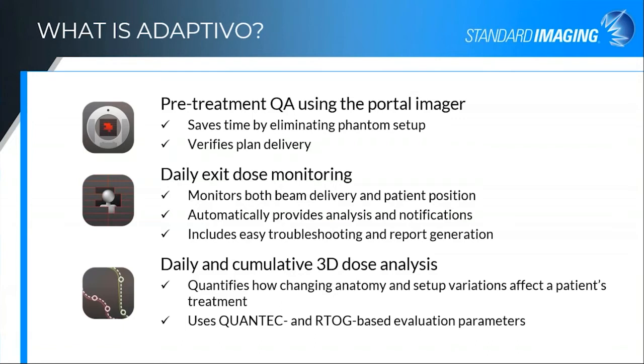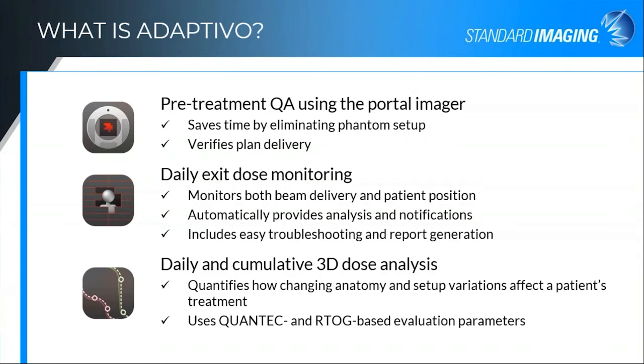The second thing Adaptivo does is daily exit dose monitoring to look at both the beam delivery and the effects of the patient position on that delivery. All of the data are analyzed automatically, imported into Adaptivo and analyzed through connection with your R&V system. And we have some good troubleshooting and report generation tools within the software as well.